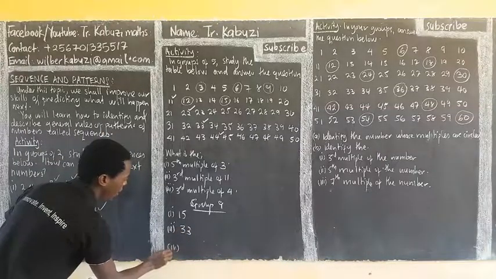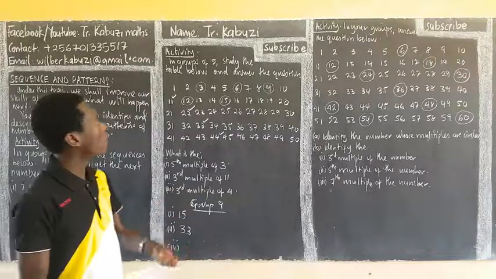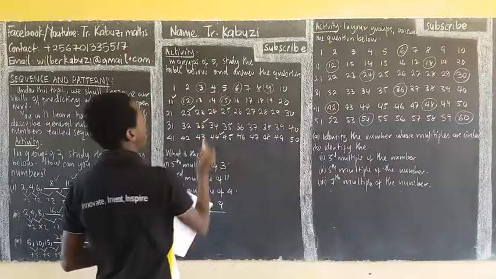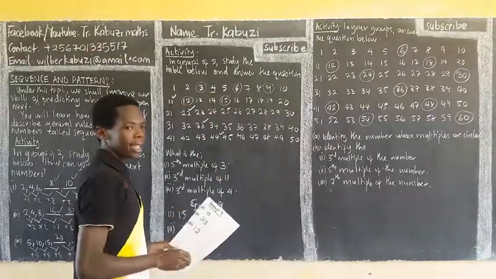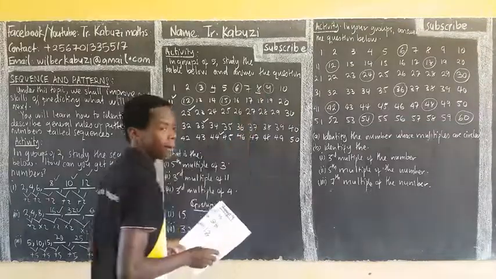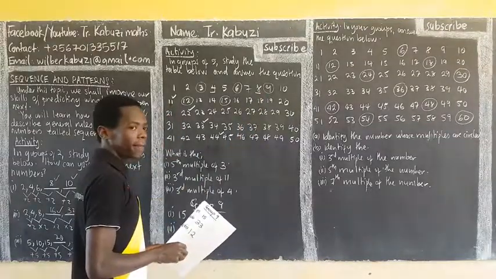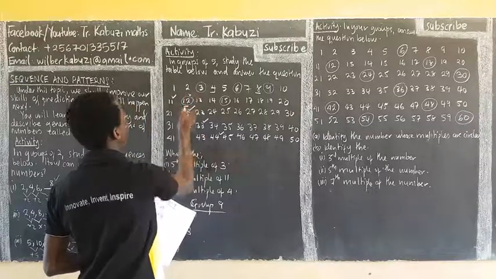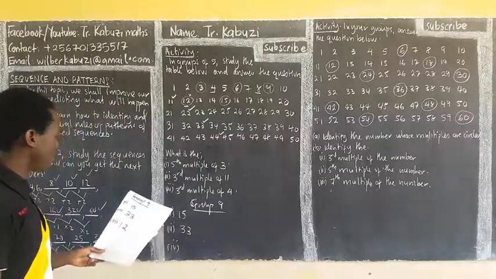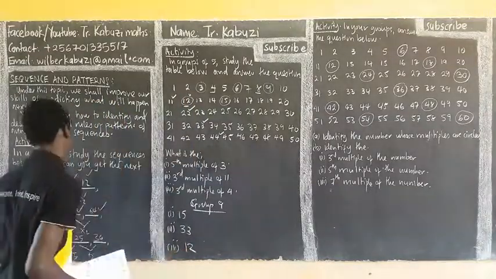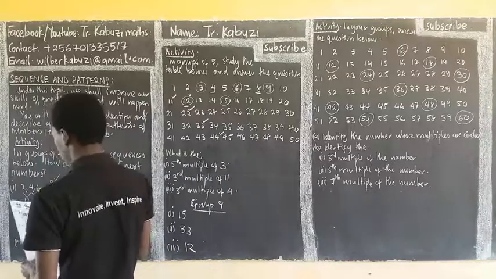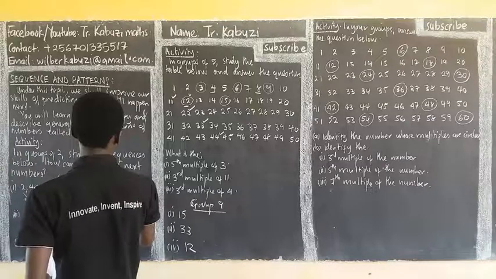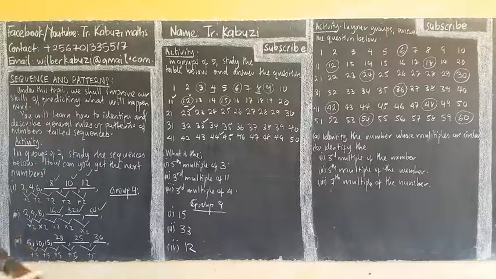Then number 3, they want the third multiple of 4. The third multiple of 4. So I'm going to put a dash. This is the first. Okay, what's the second? 8. What's the third? 12. Okay, so 12 is the third. So the answer is going to be 12. Okay, this was group 4.